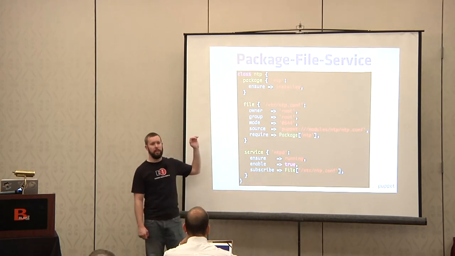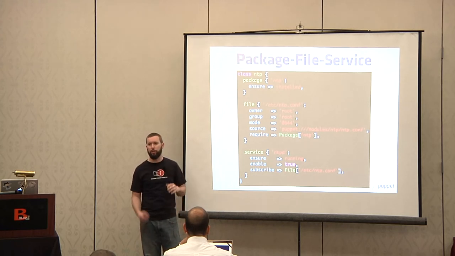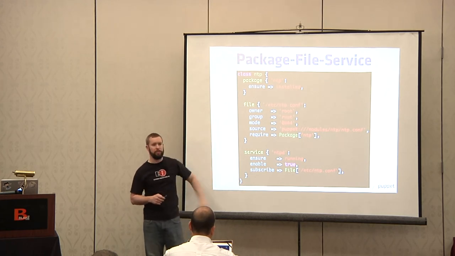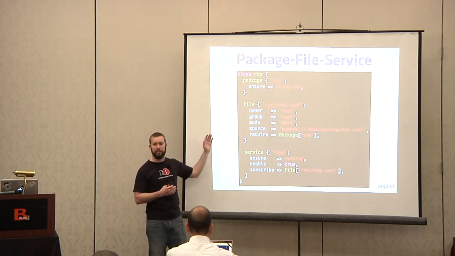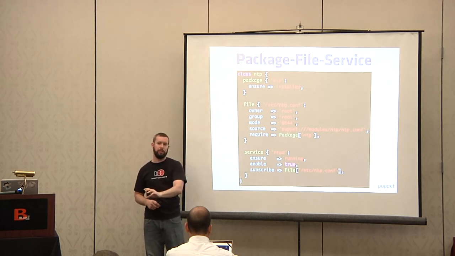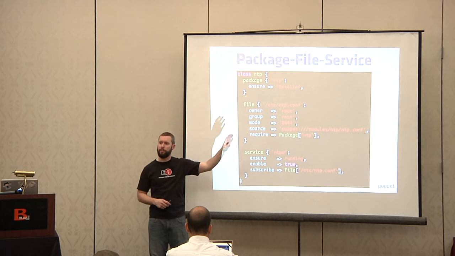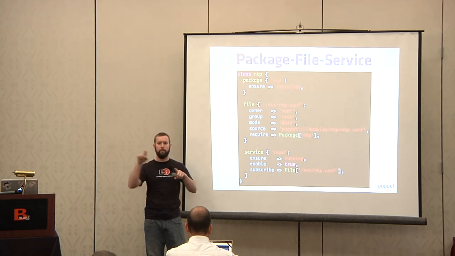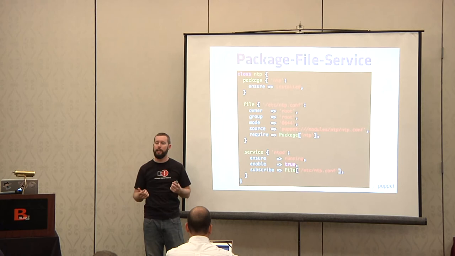Puppet's a declarative language. We're not really top down in the ordering, so we have to connect these different resources together. Obviously in this scenario, it needs to be in the order of package, then file, then service. We can't start the service if we haven't installed the package. To track those relationships, we use a graph. We use a directed acyclical graph to map out all these entries.